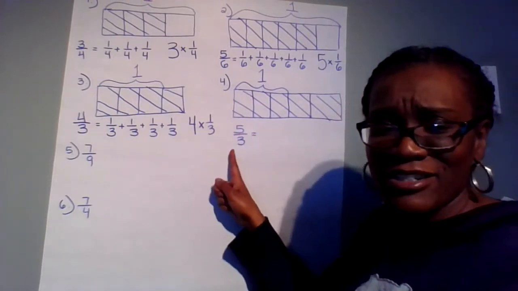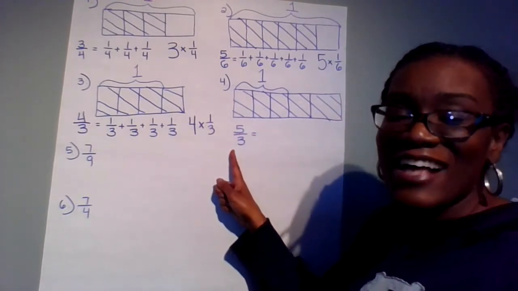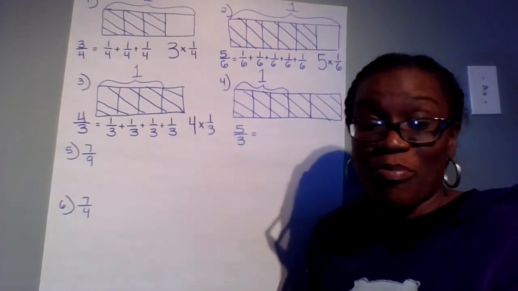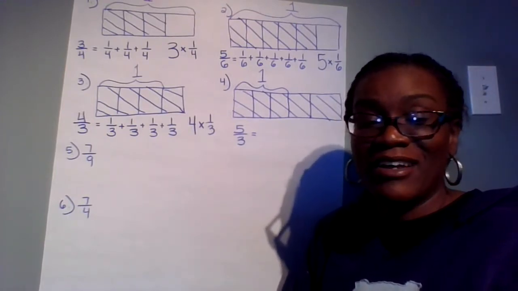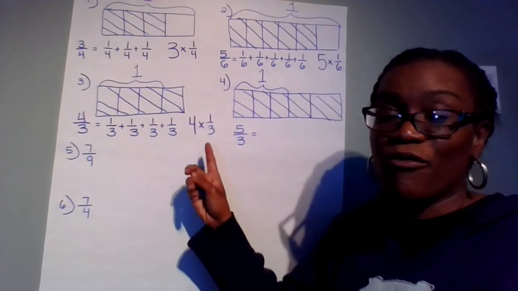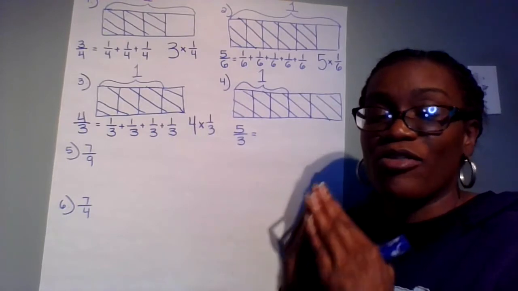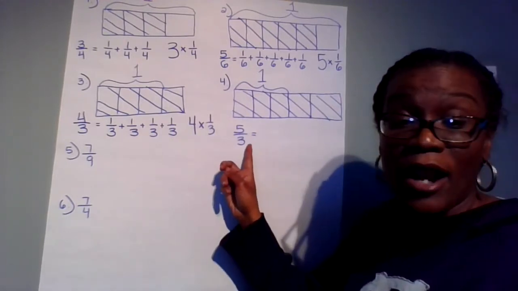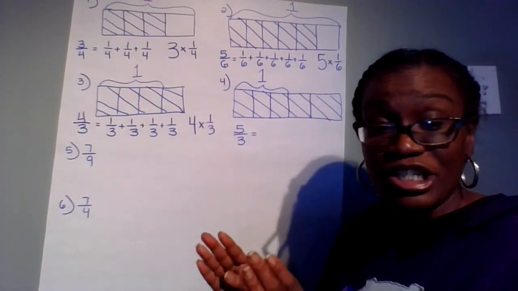What kind of fraction is this again? That's right, improper fraction. And what does an improper fraction mean? You have more than one whole. Your fraction is more than one whole. Very good, scholars. So now let's write our unit fraction addition sentence.